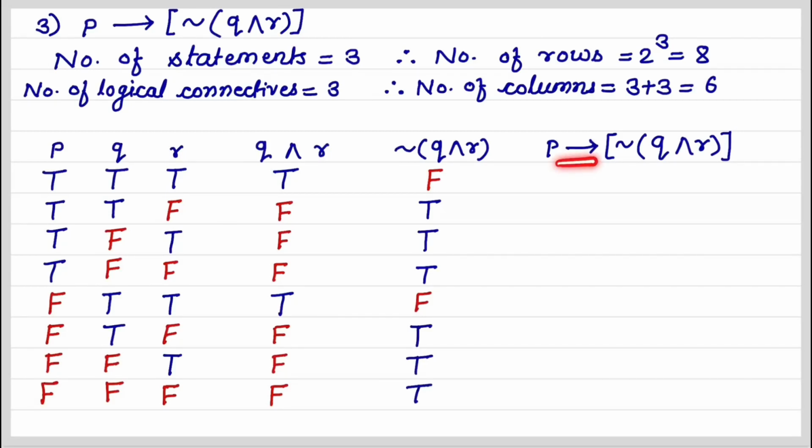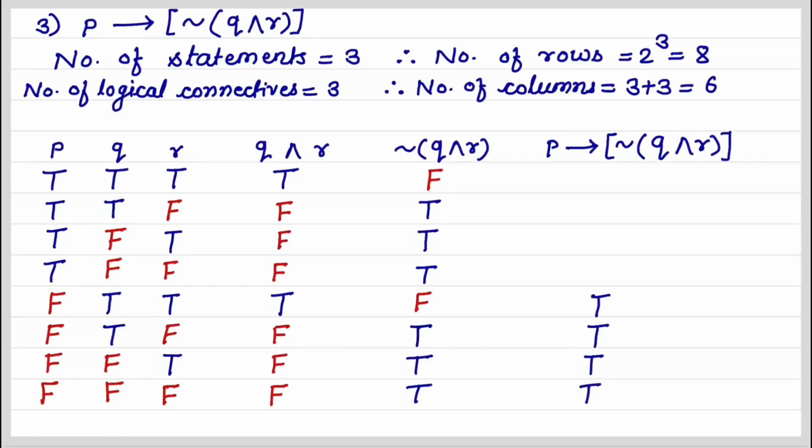Now we have to take implication. Here P is the first statement and negation of Q and R is the second statement. And we know when first statement is true and second is false, then implication is false. Otherwise it is true. If you observe, for P last 4 values are false. So we need not see what is the value of second statement. The implication will be true. Write down the last 4 values as true.